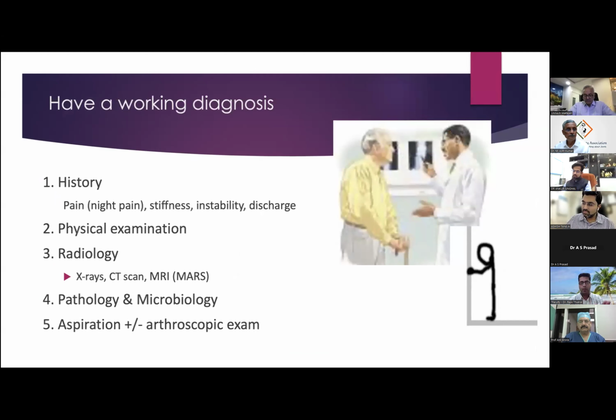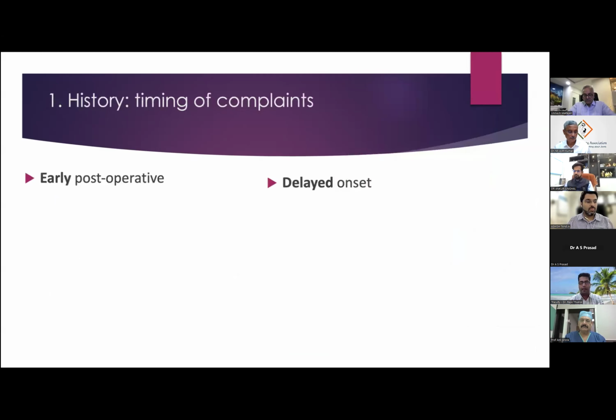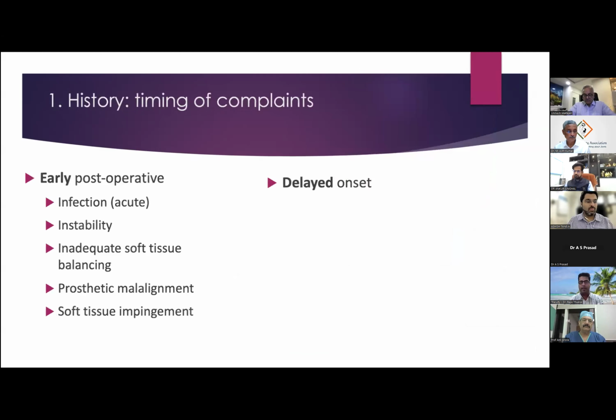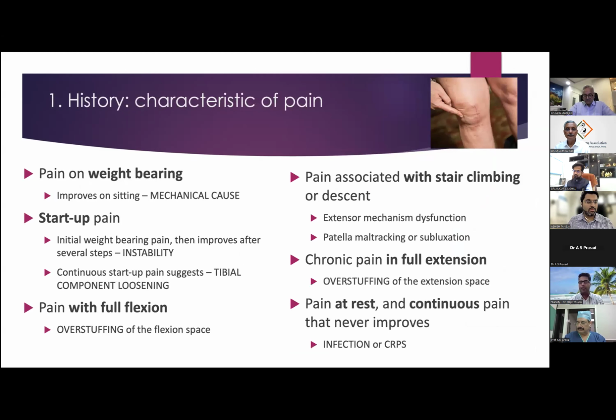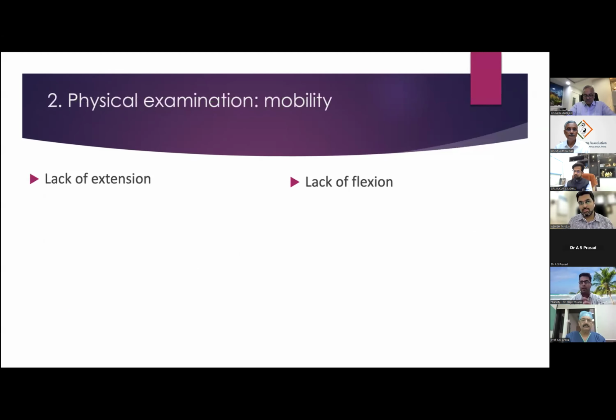So to work up properly, we need to have a proper working diagnosis. So we need to have a proper history as to the cause, the type, the area, and the way the pain behaves, the stiffness behaves, whether there's instability in addition. And that can be reassessed with a good physical exam and good radiology, sometimes advanced radiology. Now, if you do a history, there are different ways you can check the timing of the complaints happening, early or late, and then whether the pain is on weight-bearing, startup pain, or with full flexion, or with standing or stairs, or in full extension, and that all will differentiate which is the cause of the pain.